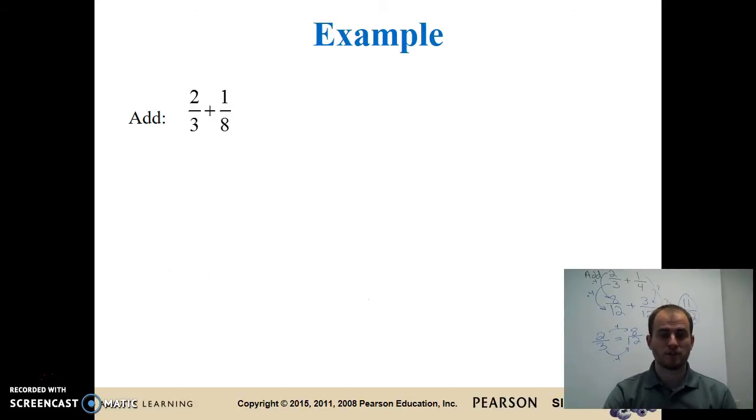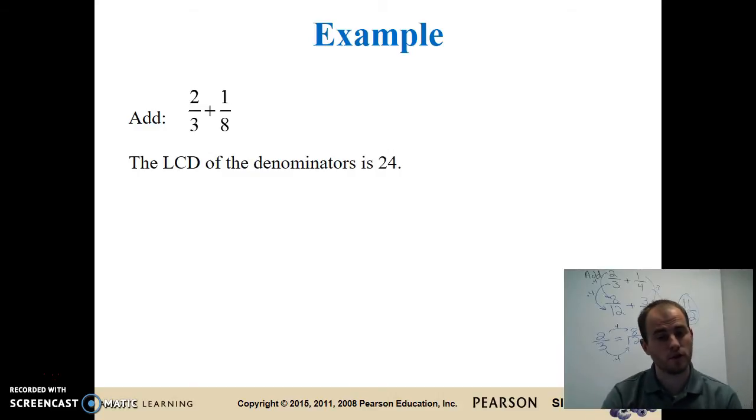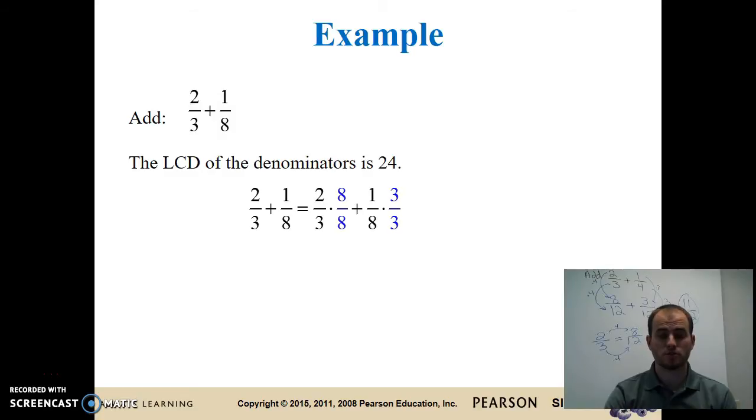2/3 plus 1/8. Your first question should be, can I add these together? No, they don't have a common denominator. They're not like fractions. So get your common denominator. What do 8 and 3 both go into? Well, they both go into maybe 48, but they also both go into 24. The smallest one is the best one. So you need to switch both of them to over 24.